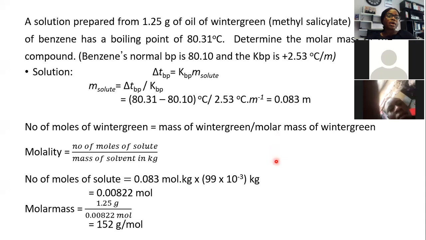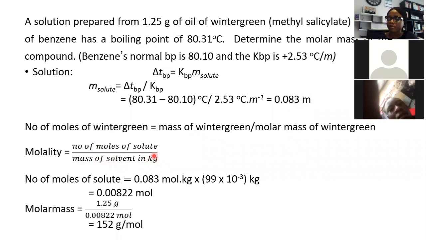Okay, so now that we have the molality of the solute, we now want to work out the molar mass of the solute. Remember, a solution prepared from 1.25 gram of oil of wintergreen in 99 gram of benzene. So that tells you that benzene is the solvent and wintergreen is the solute. Now we want to calculate the molar mass of wintergreen. We know that the molality is equal to number of moles of solute divided by mass of solvent in kilogram.